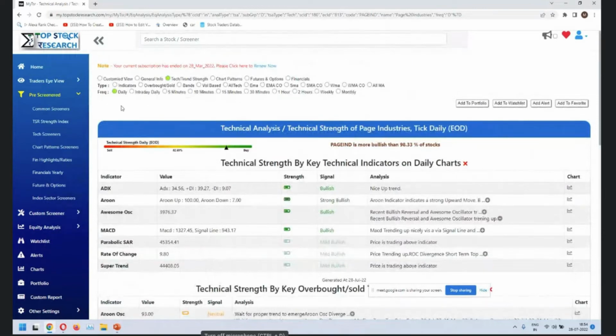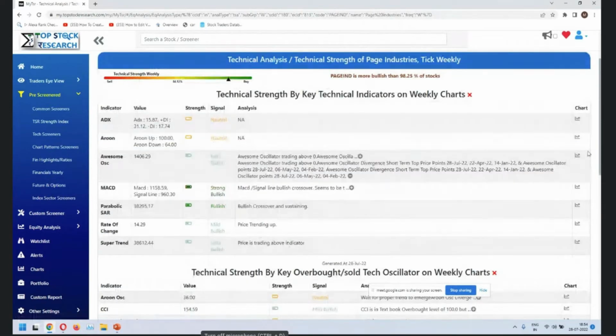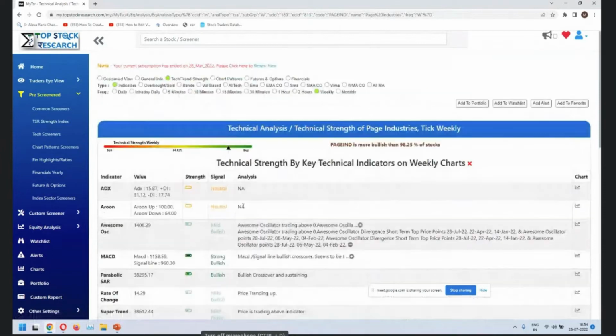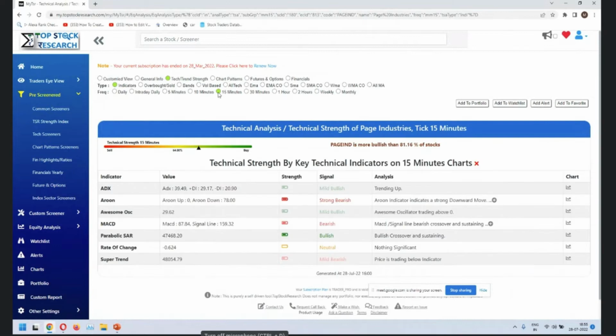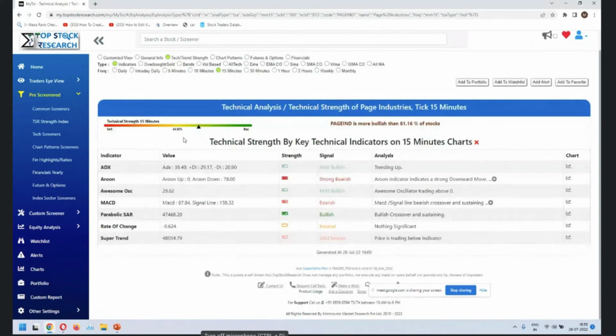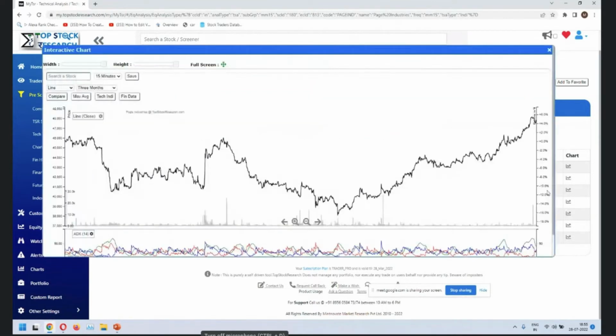In the same way, if you feel that you are more interested in weekly stocks, you can just go here and look at weekly. So you'll get weekly analysis out here. On weekly charts, again, it is pretty stellar, right? So it is again more bullish than 98% of the stocks. If you are looking at a much shorter term, let's say 15 minutes, it is much lesser compared to daily tick. It is about 64%. Why is it lesser than others? If you look at the charts, there are certain ups and downs.